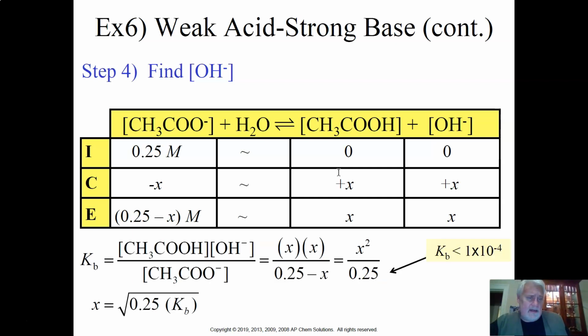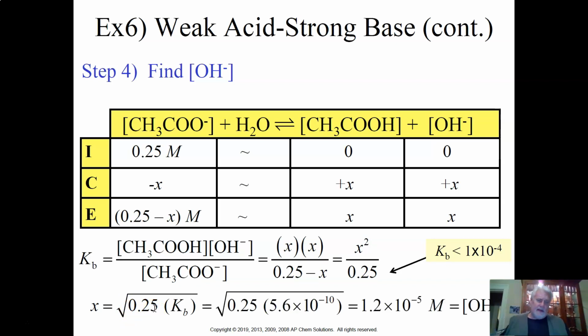x is a real small number, as you remember, to the minus 10th, so we can ignore that one and simply say that x, or the concentration of these, is equal to the square root of 0.25 times the Kb, which ends up being a concentration of 1.2 times 10 to the minus 5th molar, and not really concerned about that one. We're very concerned about that one to see what the pOH is, and we can get that.